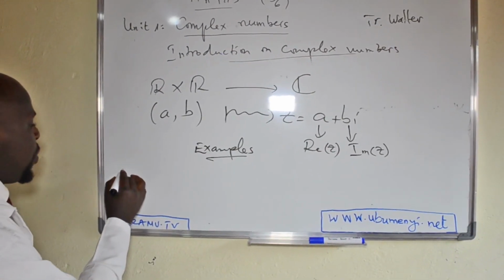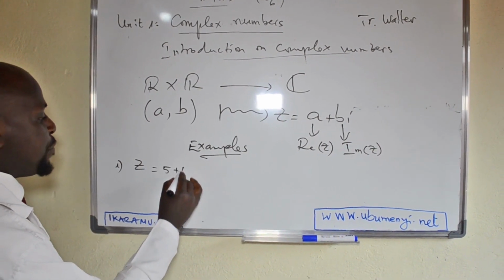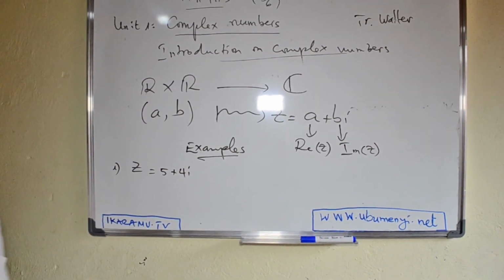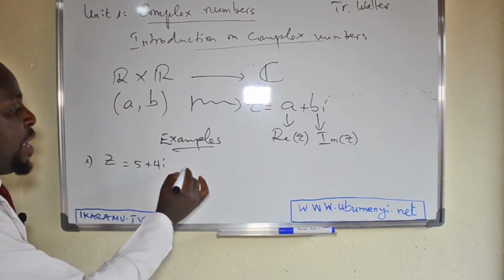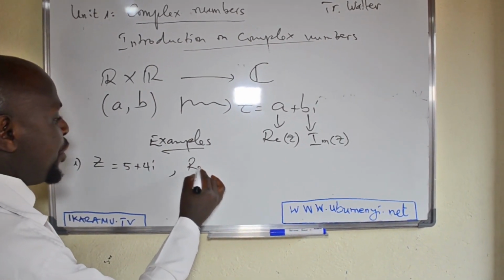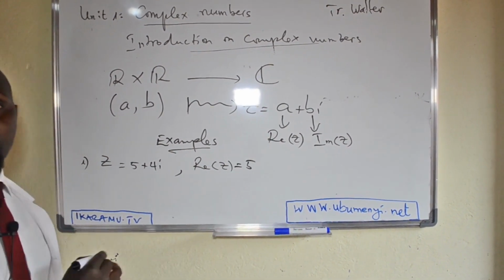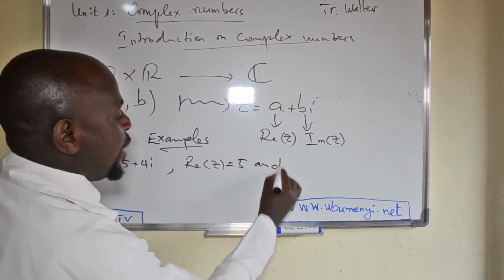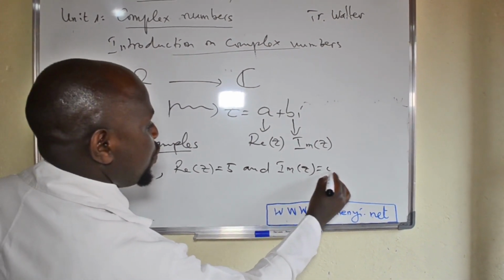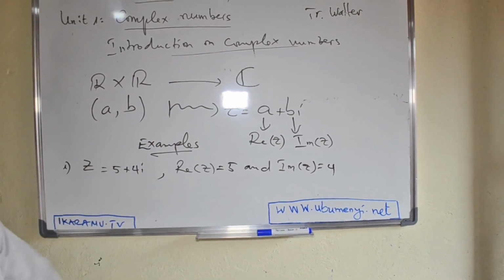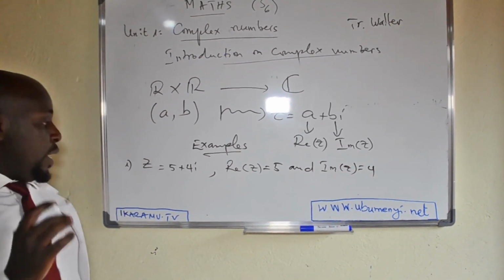The first example I will show you is Z, which is equal to 5 plus 4i. So this is a complex number. Why? Because we can have that the real part of Z equals 5 and the imaginary part of Z equals 4. As we can find the two parts, it means that this is a complex number.